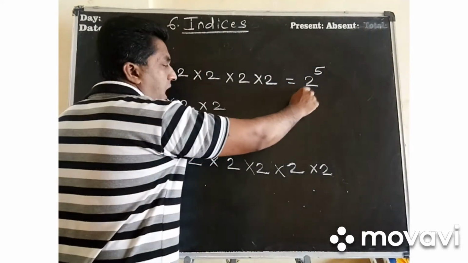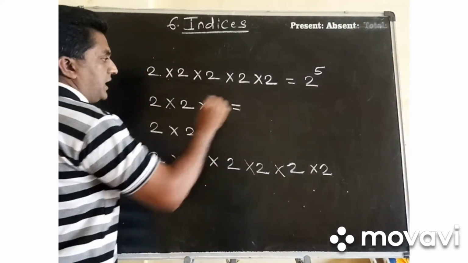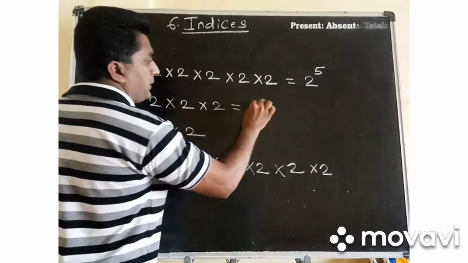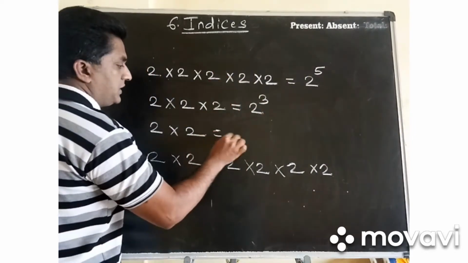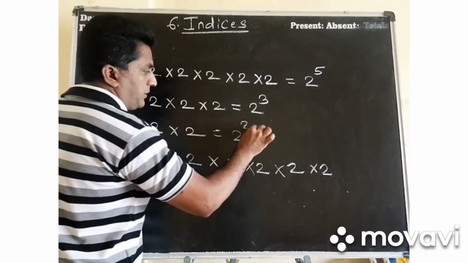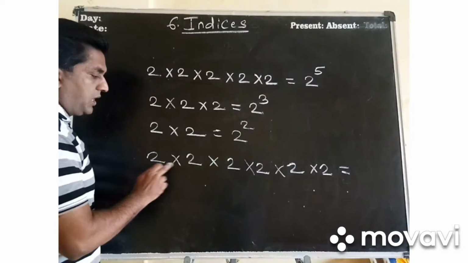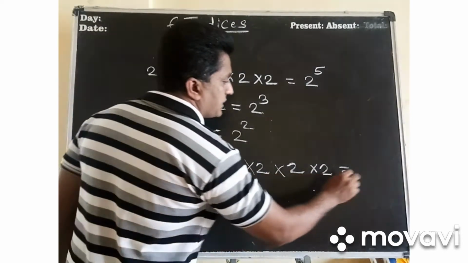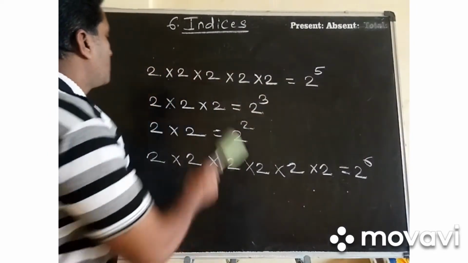You have to write it upside, right hand side at the top. Again, next one, 2 is the number which is repeating, and 1, 2, 3. 3 times. Here, 2 is the number which is repeating, but how many times? 2 times. And finally here, 2 is the number which is repeating. 1, 2, 3, 4, 5, 6. So 2 and it is 6. Right everybody?